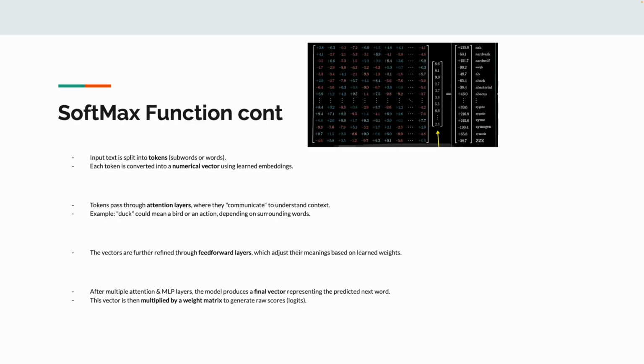So now we have our tokenization and encoding. Our input text is split into tokens. Each token is converted into a numerical vector using learned embeddings. Tokens pass through the attention layers where they communicate to understand context. Once again, the example we can use here is duck. It could mean a bird or the action depending on the context. And then we have our MLP, or multi-layer perceptron. The vectors are further refined here through feed-forward layers, which adjust their meanings based on learned weights.